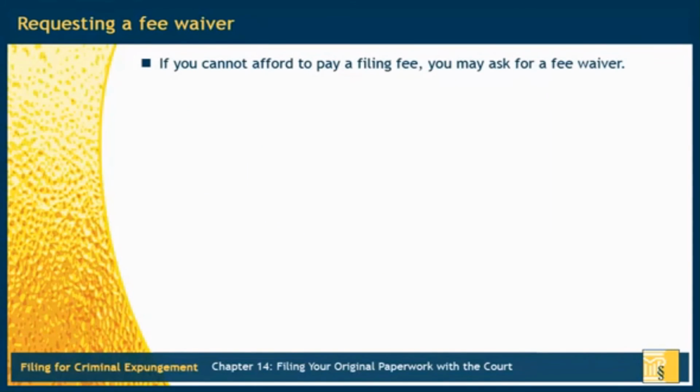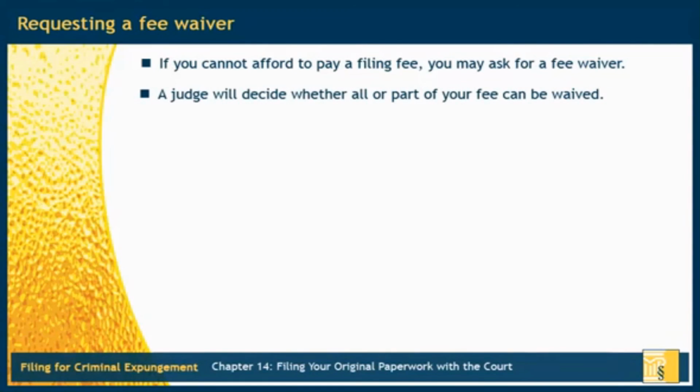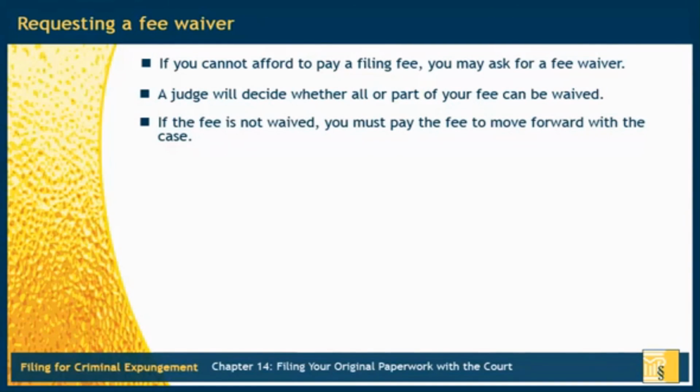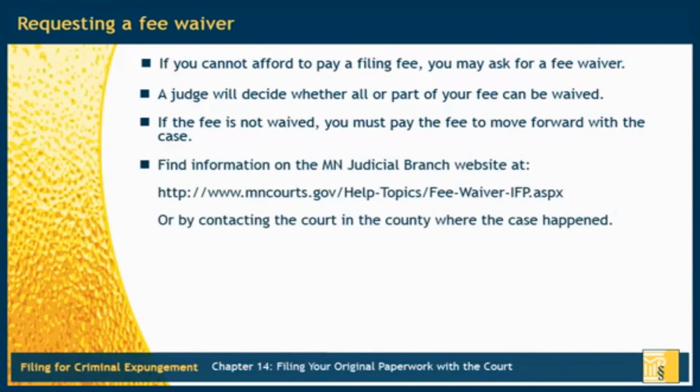If your case requires a fee and you have a low income, you are on public assistance, or you otherwise cannot afford to pay a filing fee, you can ask for a fee waiver. If you ask for a fee waiver, a judge will decide if all or a part of your fee can be waived. If the fee for a case is not waived, you would have to pay the fee to move forward with the case. You can find information about fee waivers on the Minnesota Judicial Branch website at the link listed on the screen, or by contacting the court in the county where your case happened.